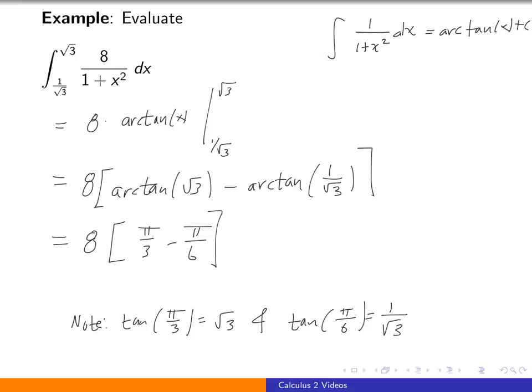So it is most definitely beneficial to know the common values of the trig functions. So pi over 3 minus pi over 6 is pi over 6. So 8 times pi over 6 gives us 4 pi over 3.